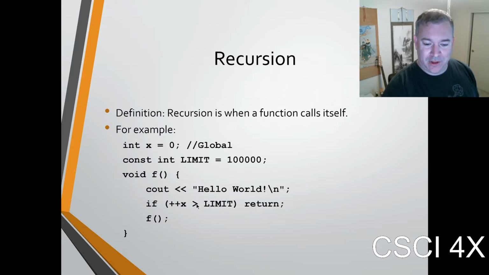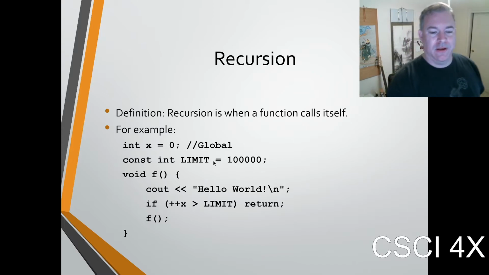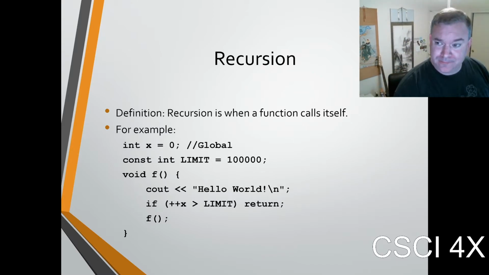So we need to change this to greater than or equal to, or we can put the hello world below the if statement, one or the other, and then our code will work the way that we think it should work. But here's the real kicker: if we ever call f a second time, like we think f is a function that prints hello world 100,000 times, and maybe we fix it so it does print 100,000 times.